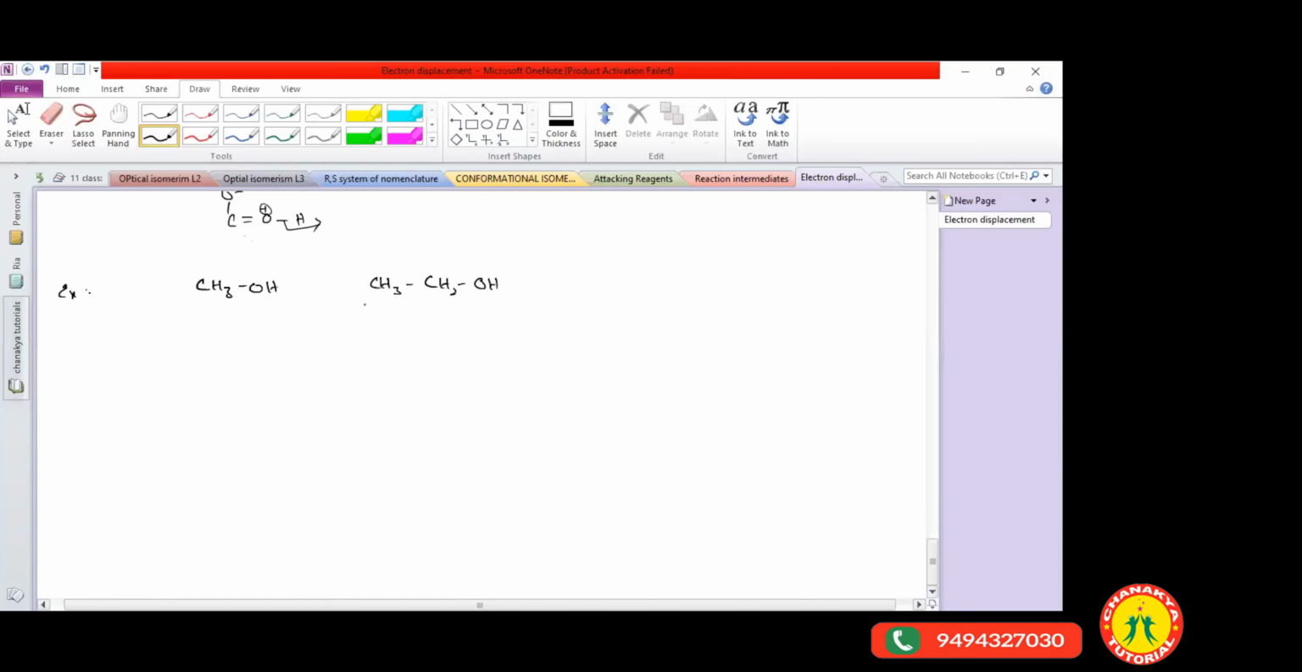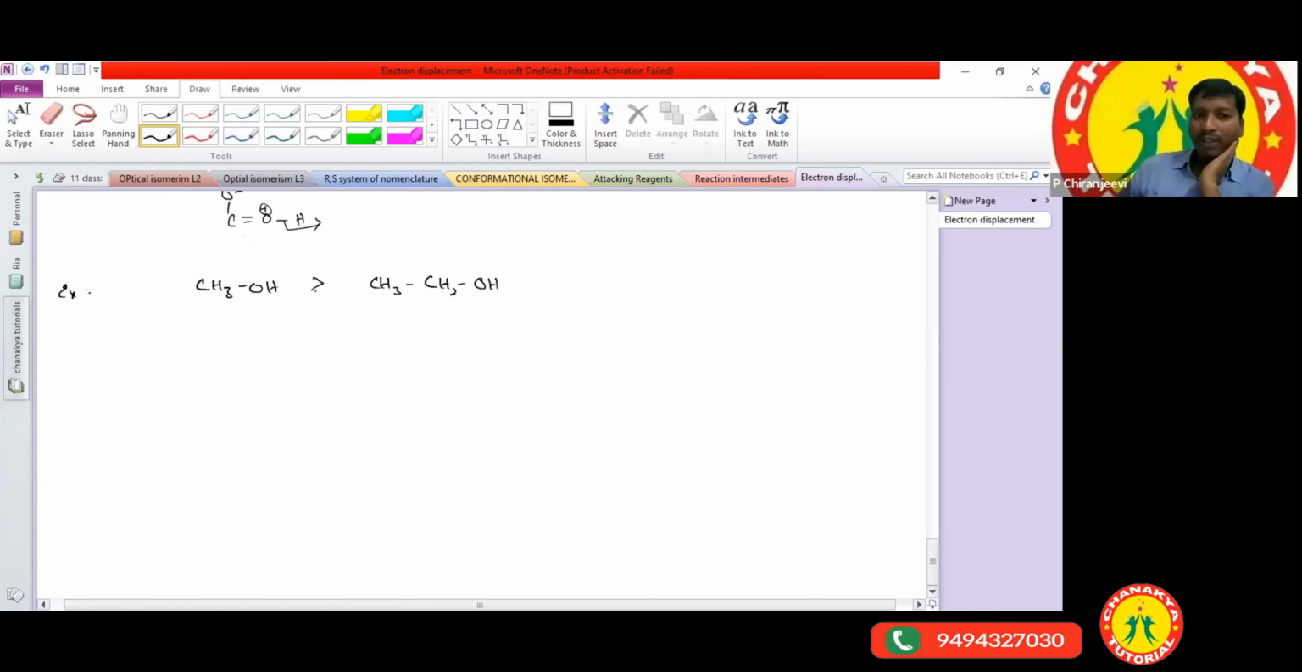Methanol, because it only has one alkyl group. Very good. It is attached with only one alkyl group, so methanol is more acidic than ethanol. Okay, and one more example I'm giving here.